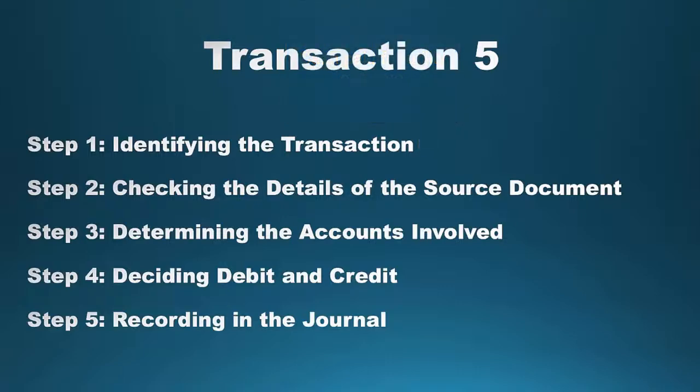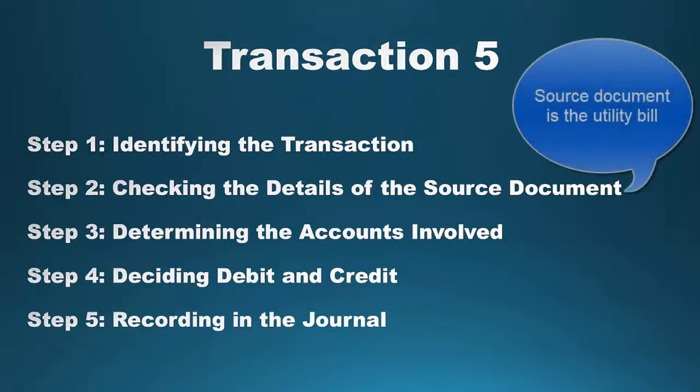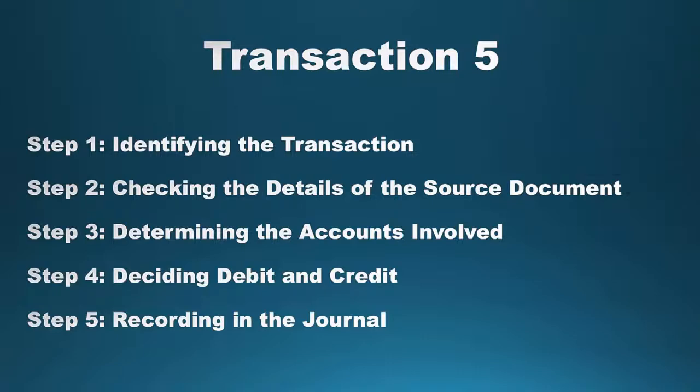Step 2, checking the details of the source document. The source document for this transaction is the utility bill provided by the utility company. This document contains the date of the payment, the total amount due, $200, a description of the services provided, electricity and water, and confirmation of payment if the bill was paid immediately. Ensure the bill's details are accurate and match the amount paid.